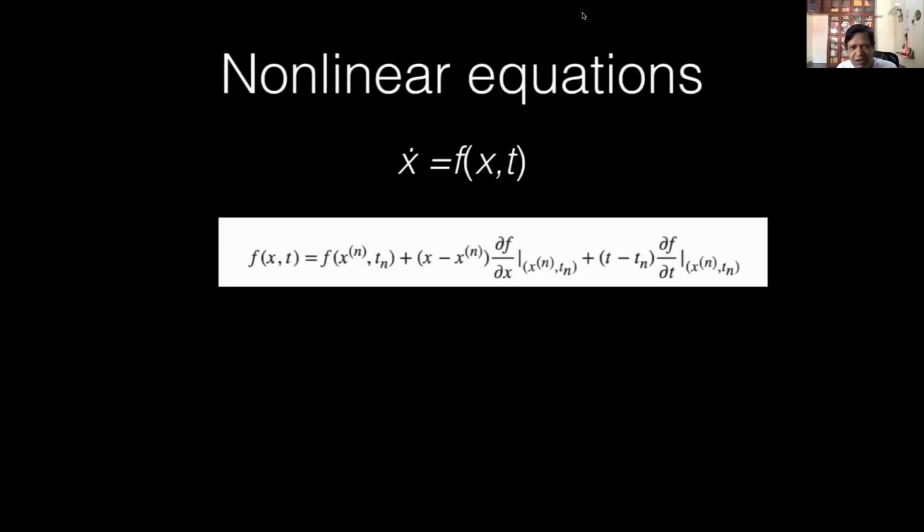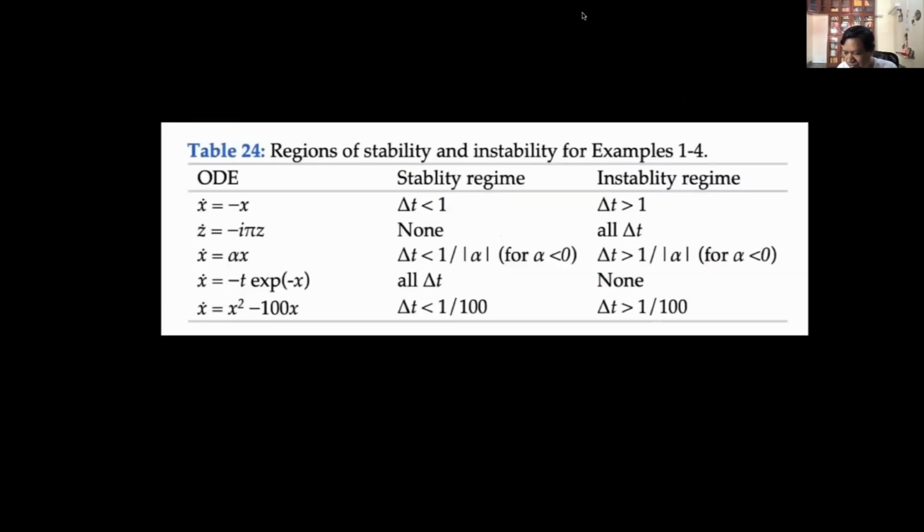Okay. Now, I think I'll skip this part. So the equations which we discussed today: x dot is minus x, delta t less than 1 is stable, delta t greater than 1 is unstable. For i pi z it is stable for no delta t. So this is unconditionally unstable. X dot is alpha x, it is the same as that one, okay. But alpha is complex, so you have to put a mod. Well, anyway, I assume real right now.